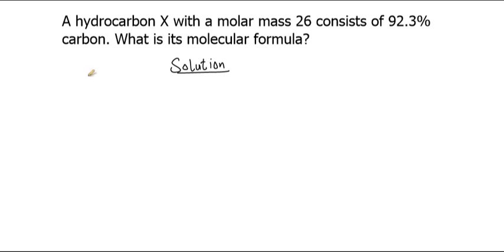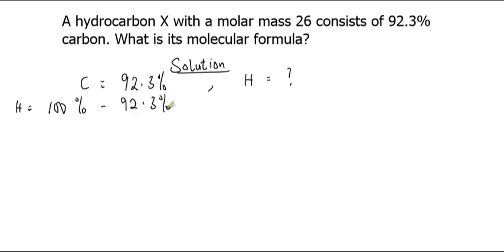So let's do that. For carbon, we have the percentage composition to be 92.3%, and for hydrogen it remains unknown. To get hydrogen, we'll be subtracting the composition of carbon from 100%. So 100% minus 92.3% gives 7.7%. So we've gotten the percentage composition of hydrogen to be 7.7%.